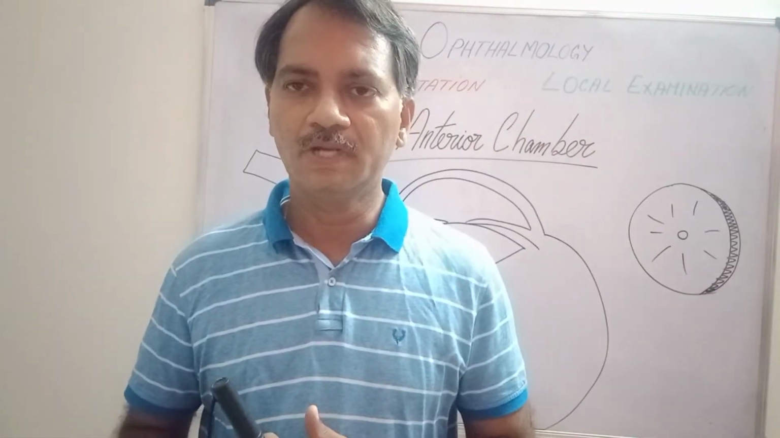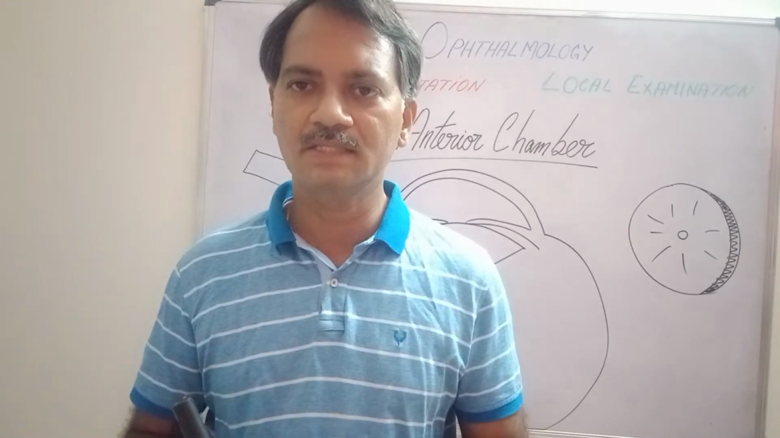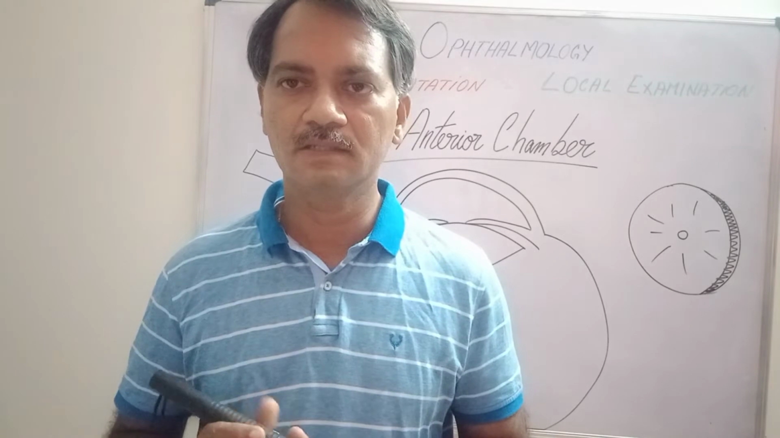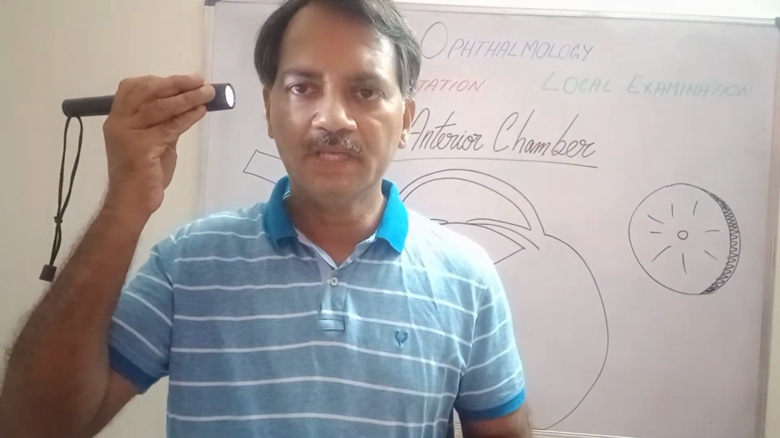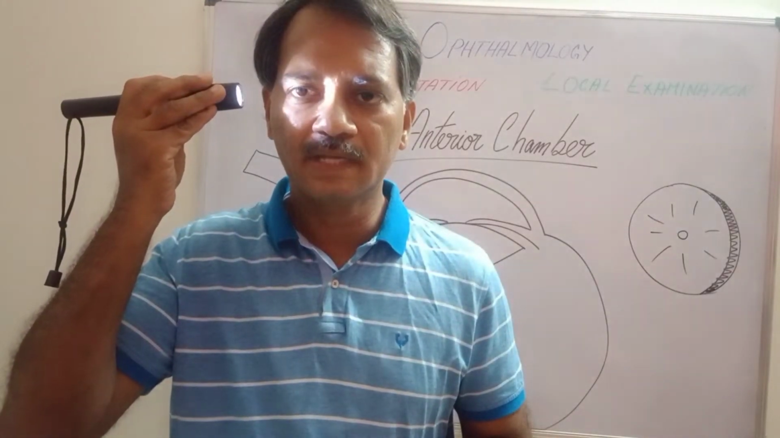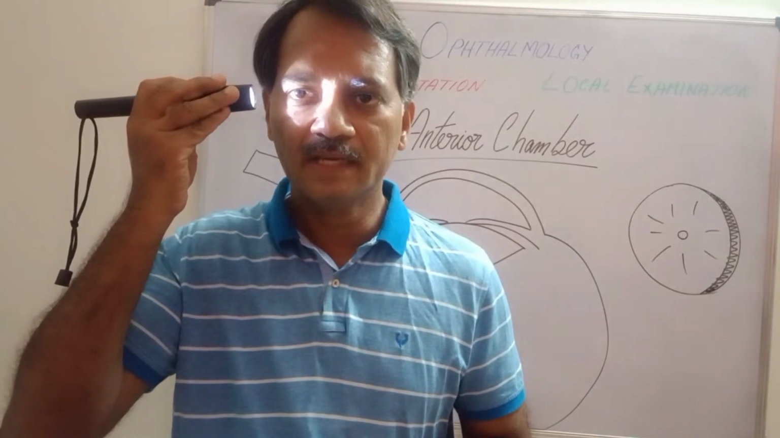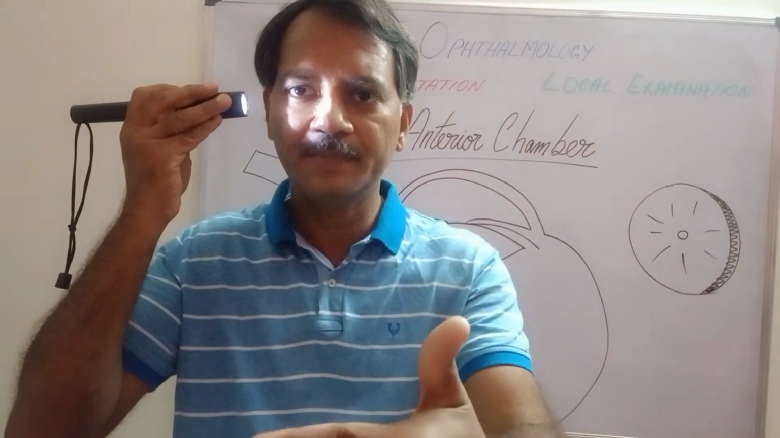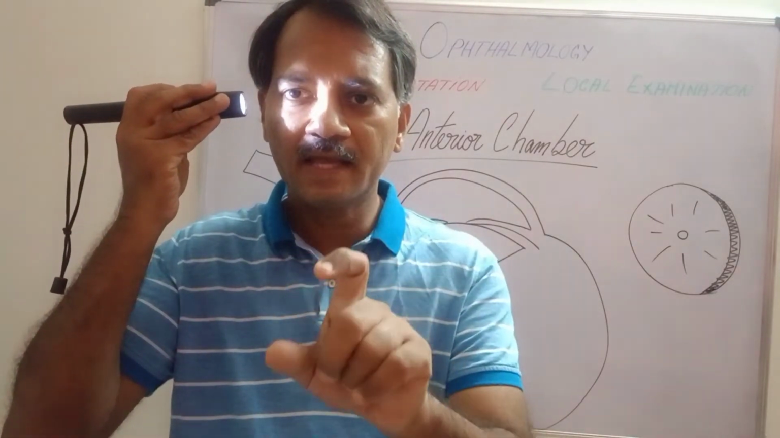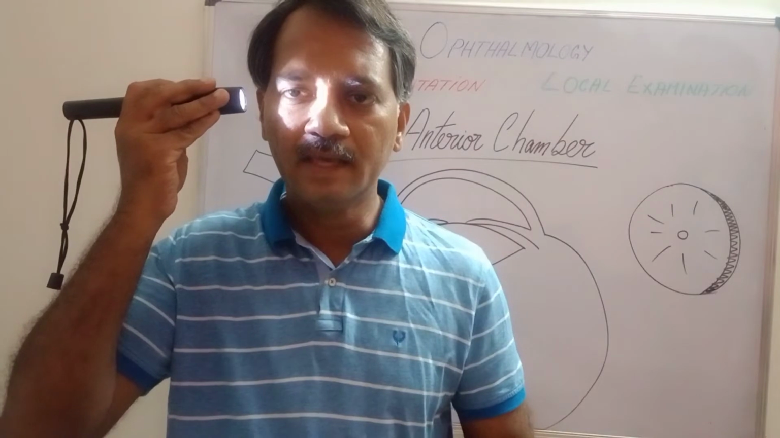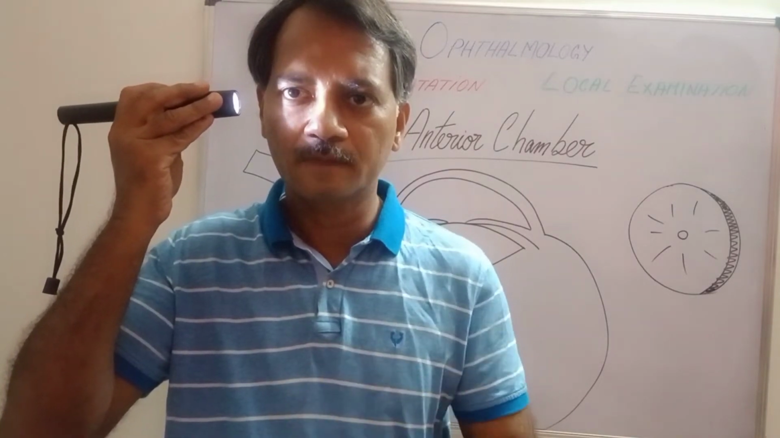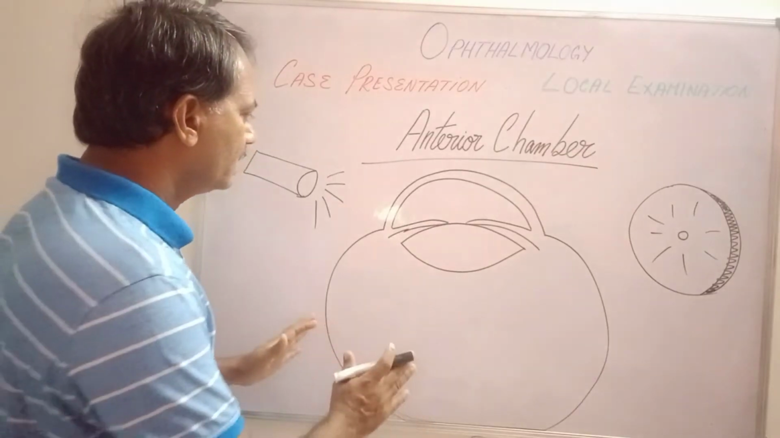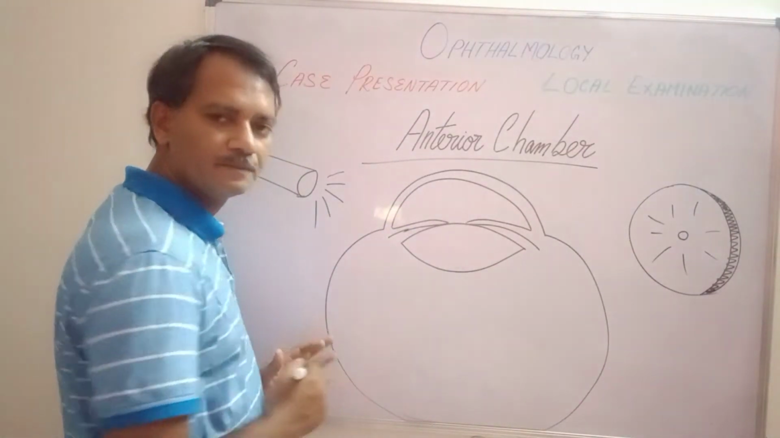Now I am going to demonstrate how to test the depth of the anterior chamber. You have to take a torchlight like this and throw the torchlight from the temporal side into the patient's eyes. The examiner has to stand facing the patient's face and observe the eye where the light is thrown. When you observe the eye, see here I have drawn an eyeball.